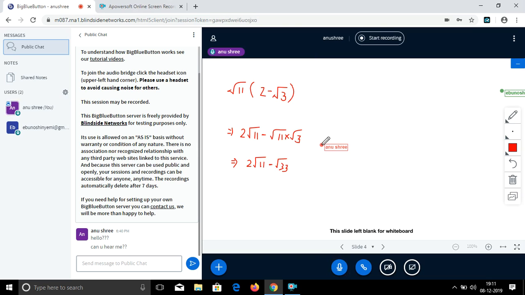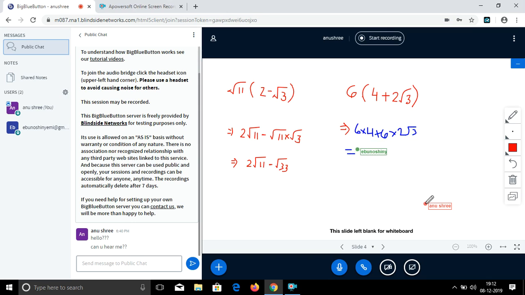So let me see any question. Okay. So it's 6 multiplied by 4 plus 2 root 3. Yes, that's correct.